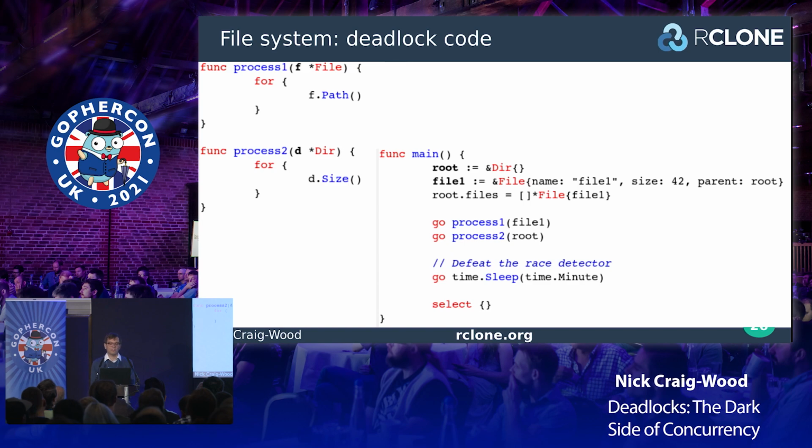Here's a bit of code to exercise the directory and file abstractions, which will provoke the deadlock. Process 1 just calls file path in a loop continuously. Not exactly normal usage, but we're trying to provoke the deadlock here. Process 2 just calls directory size in a loop continuously. In our main function, we create a root directory and put a file into it, then start goroutines to call process 1 and process 2. We also start a race detector defeating goroutine, which just sleeps for a minute. And finally, the empty select statement to sleep the main goroutine forever. Remember, if we exit the main goroutine, then our program will stop, and we don't want that.